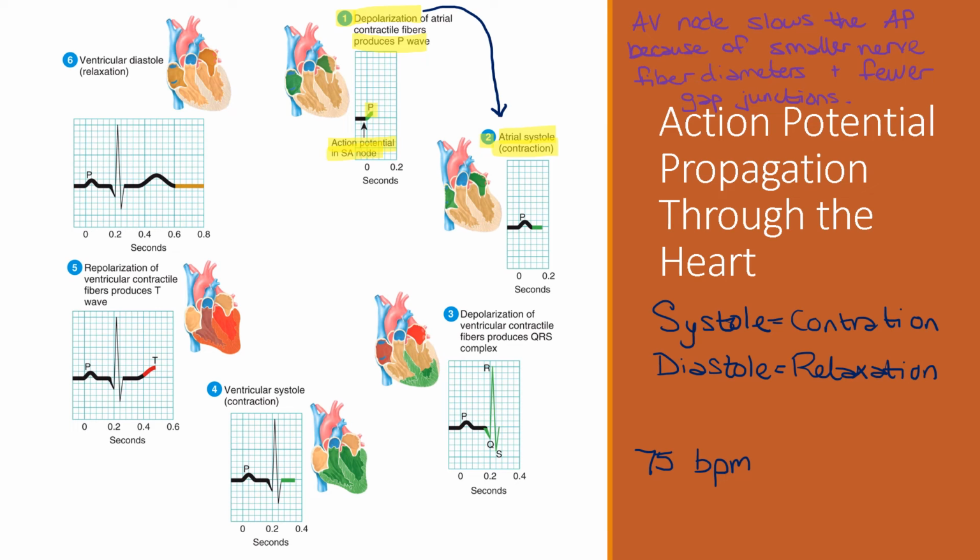Now we get this resulting 0.1 second delay. This 0.1 second delay gives the atria time to contract, therefore adding to the volume of blood in the ventricles before ventricular systole begins.